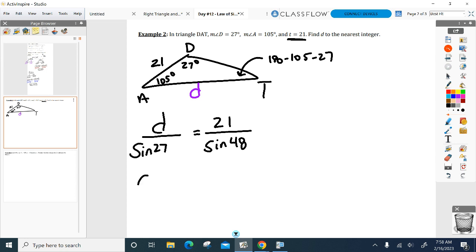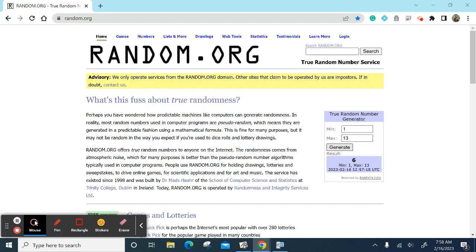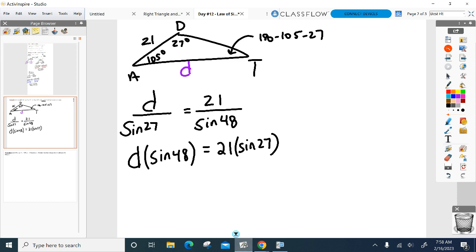All right, cross multiply: D times sine 48 equals 21 times sine 27. On both sides, how do you get D by itself? How do we get D by itself?